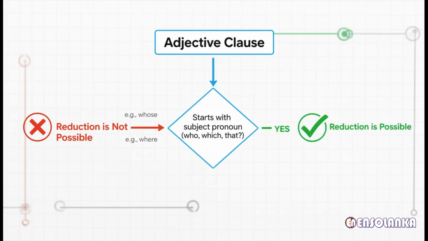Now, there is one important rule to remember. This little trick, this reduction, it only works when the clause starts with a subject pronoun, like who, which, or that, and it's followed by a be verb, like is or are. That's why files that are stored works so well. You can't do this with clauses that start with whose or where, for example, so just keep that in mind.